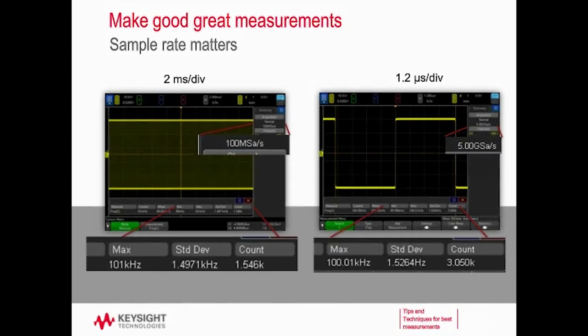When I was zoomed out at 2 milliseconds per division, I was at 100 megasamples a second, and I had a standard deviation of 1.5 kilohertz. By zooming in on the signal and scaling that to have just one cycle on screen, I'm now able to get a standard deviation that's 1,000 times better, only 1.5 hertz. So the only thing that's changed here has been my sample rate, my time per division. Let's talk about why we have this difference.